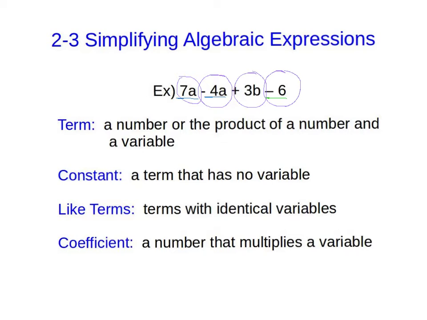Last, let's look for our coefficients. A coefficient is the number that is in front of a variable. Since our expression has 3 terms with variables, we should have 3 coefficients. The coefficient in our first term is 7. The coefficient in our second term, negative 4a, is negative 4. And the coefficient in our third term is 3.